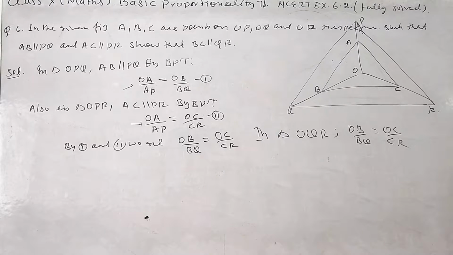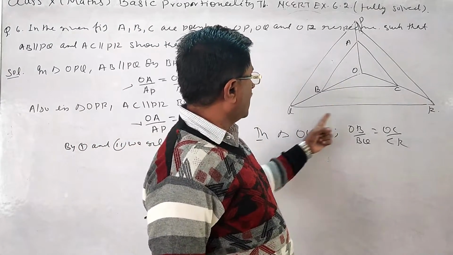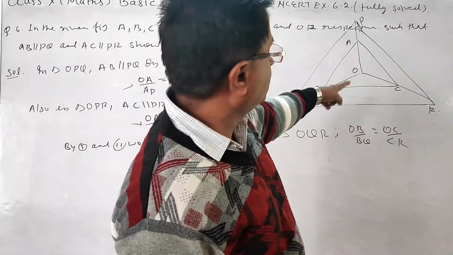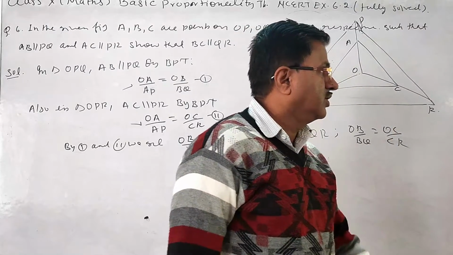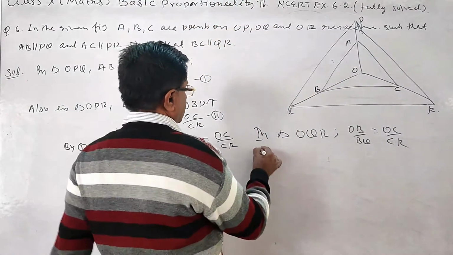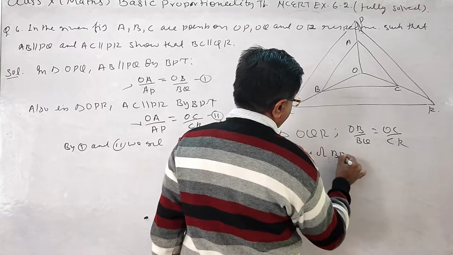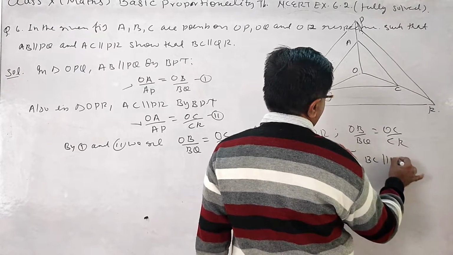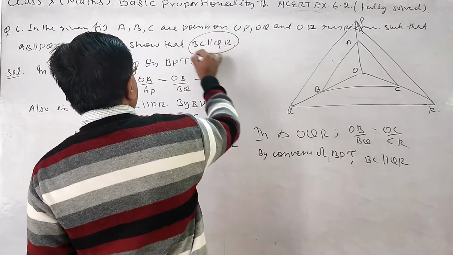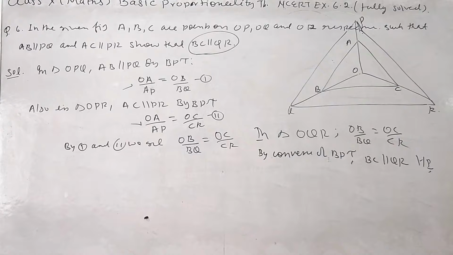so see dear student, here I am taking the triangle OQR and we are taking the ratio, that is OB upon BQ equal to OC upon CR. So by using converse of BPT, converse of basic proportionality theorem, what it says is this side, or line BC, will be parallel to QR, and that we want to prove. So hence proved. So in this way one can prove the line is parallel to the side of the triangle.